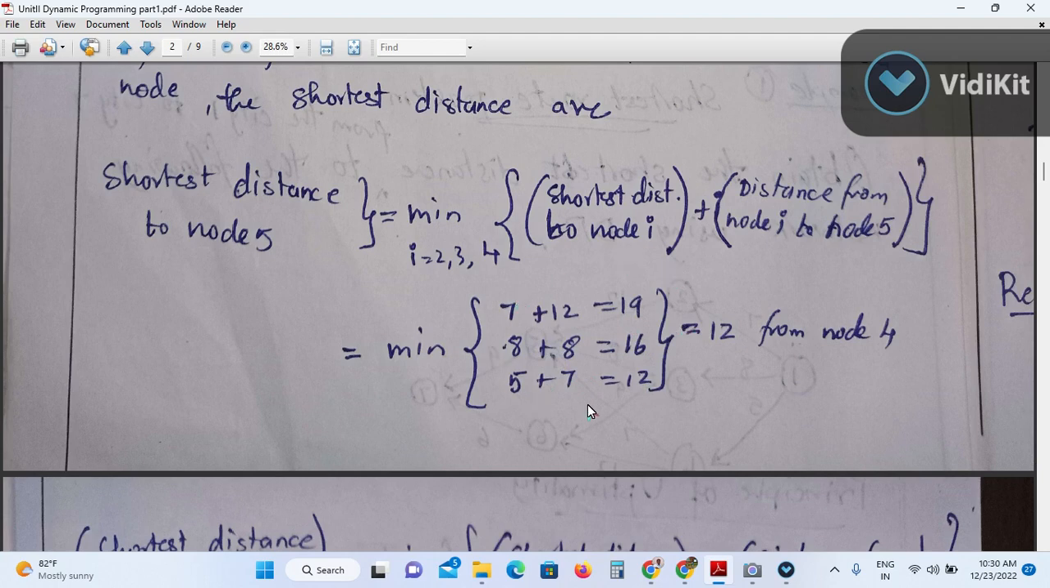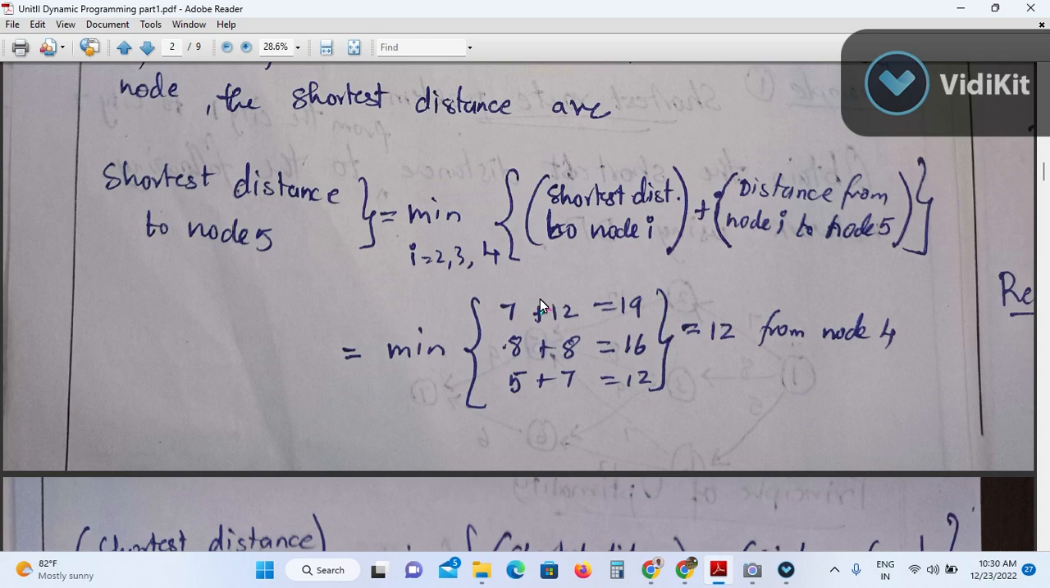So among these, naturally the question is what? I have to choose the minimum distance. So the minimum distance here is 12. How do we get that 12? I start with 1, then come to node 4, then from node 4 to node 5. So if you want to reach node 5 from 1, the shortest route is 1 to 4, 4 to 5. Right? Not the other ones.